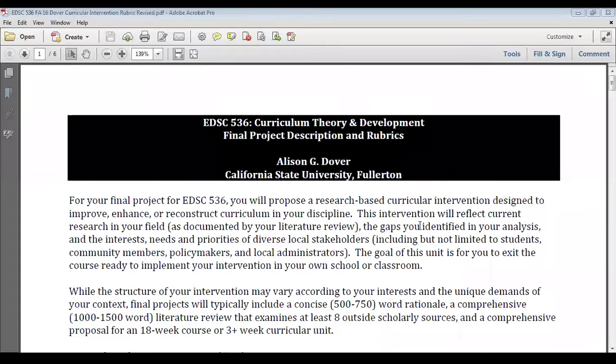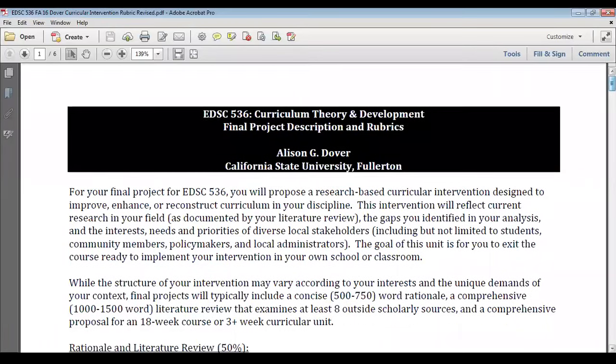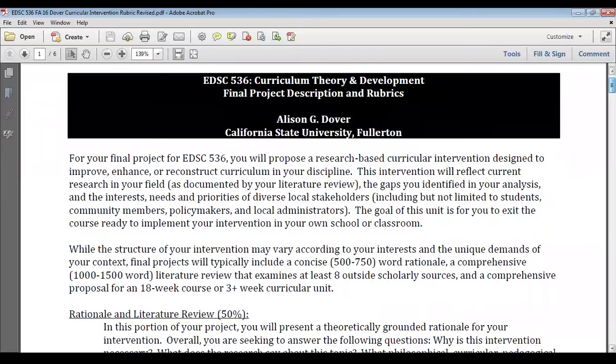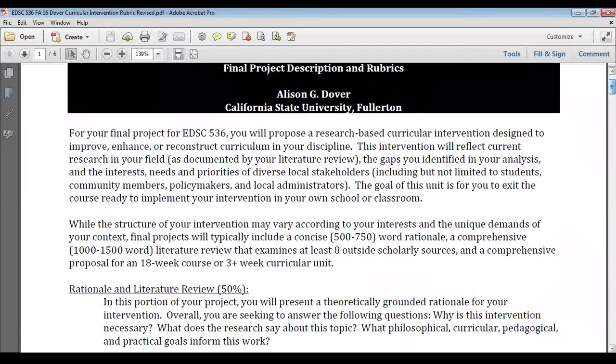Okay, can you all see the final project description and rubrics? Yes? Okay. So here we are. This is available on Titanium. I just opened it up from my desktop because it's easier here.